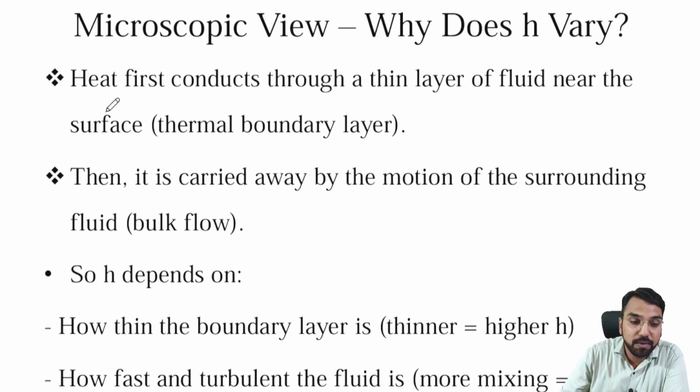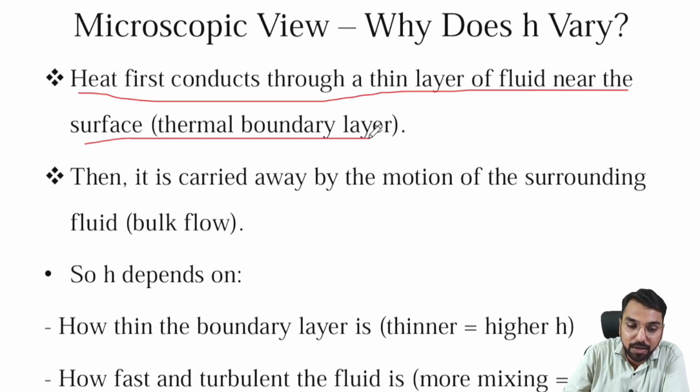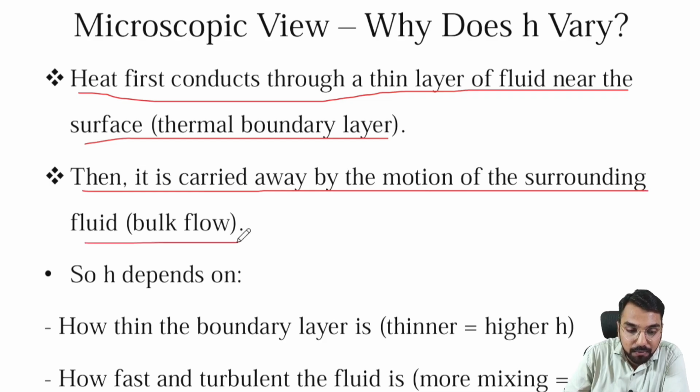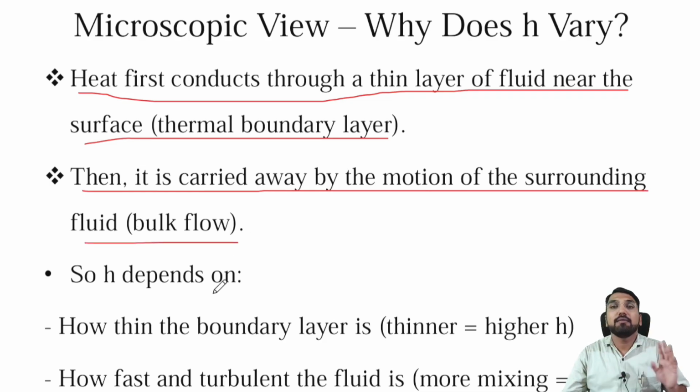First, the heat is conducted through the thin layer of the fluid near the surface, and that is called the thermal boundary layer. Then it is carried away by the motion of the surrounding bulk flow. So there are two main basic steps behind this variation of H.